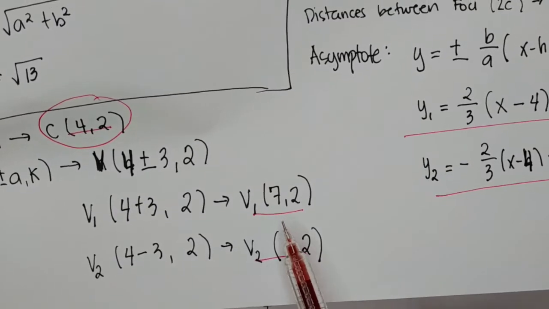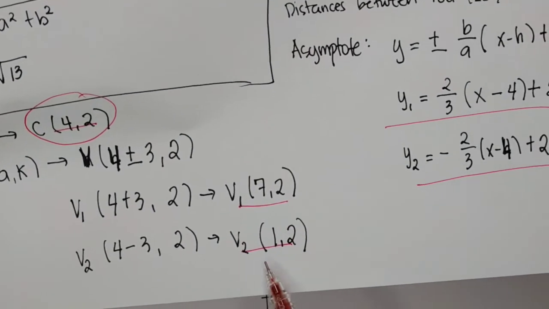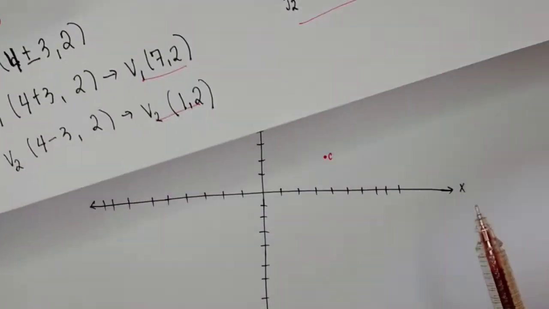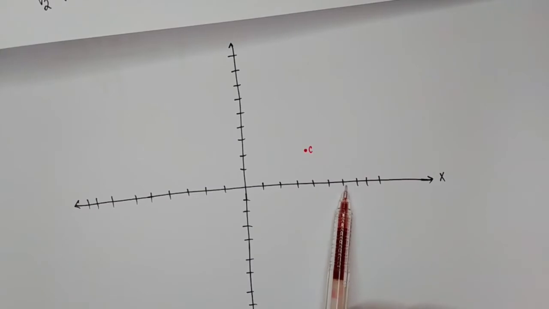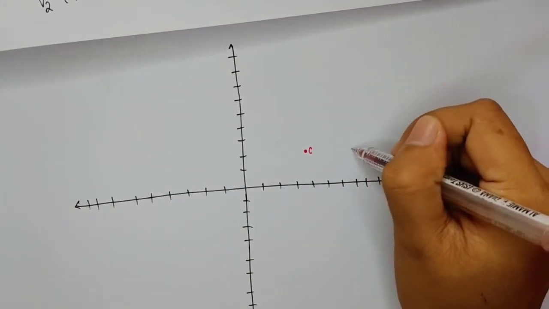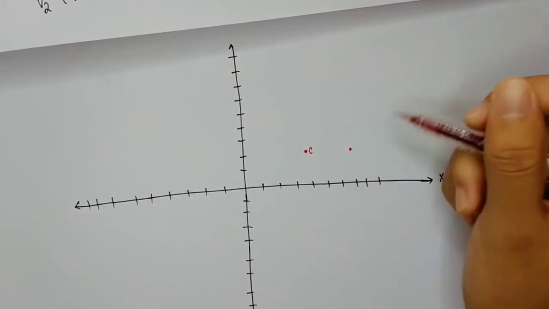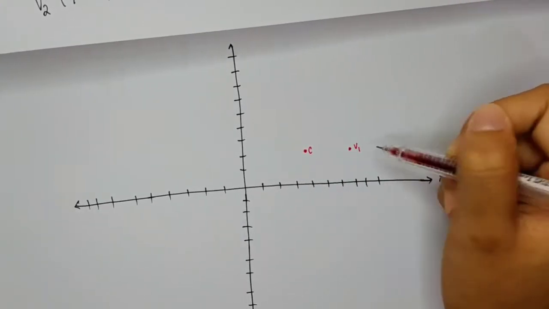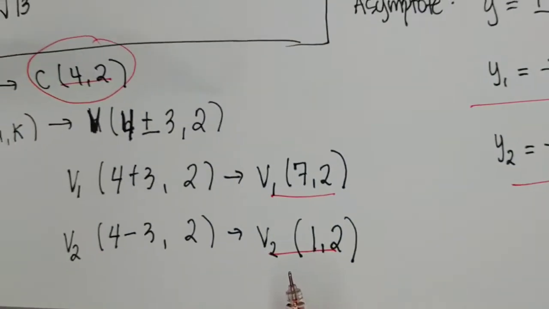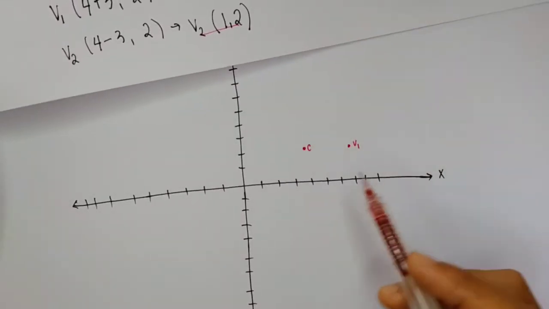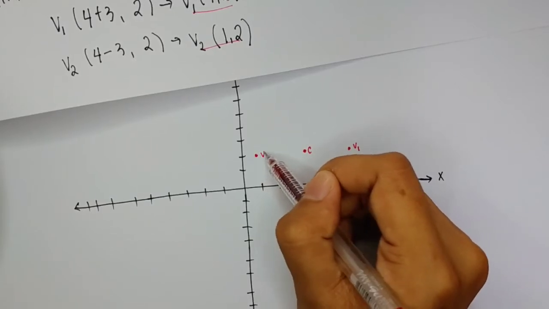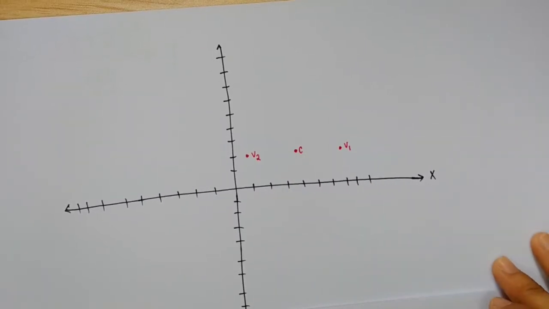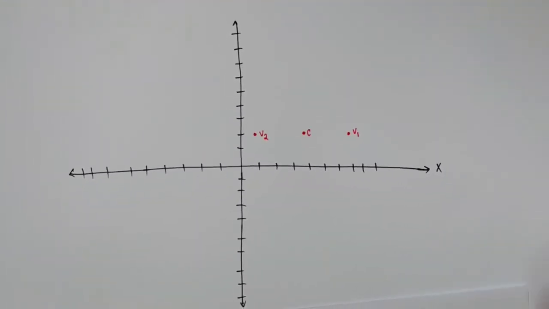Yung vertex 1 natin is (7, 2). Then, vertex 2 is (1, 2). Okay. (7, 2), we have 1, 2, 3, 4, 5, 6, 7. So, (7, 2). Then, this is our V1. Then, we have here (1, 2). So, that is (1, 2). This is V2. Okay. So, ito na yung points natin. Points muna natin yung unahin. Mamaya na tayo mag-draw ng hyperbola natin.